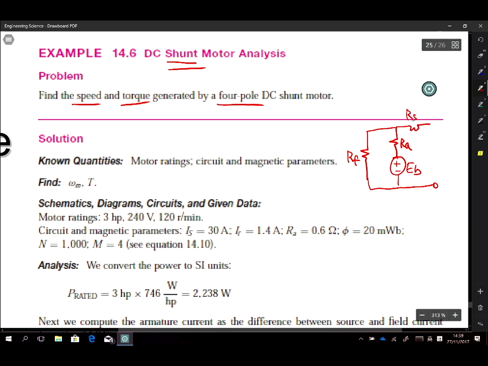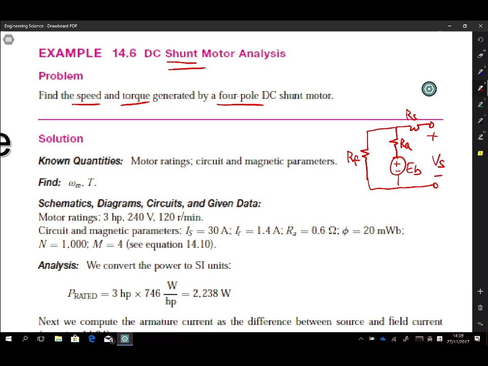Sometimes we have an input resistance, RS. And this is the input voltage, Vs. Now this is the model we use for the shunt motor. We always draw it out in order to let you know what happens inside.